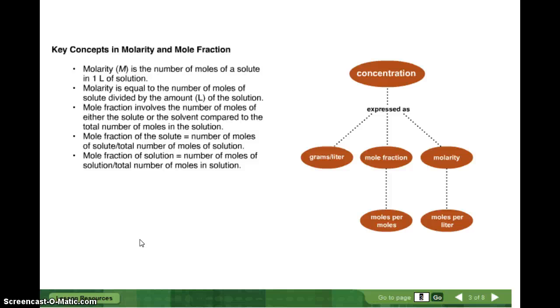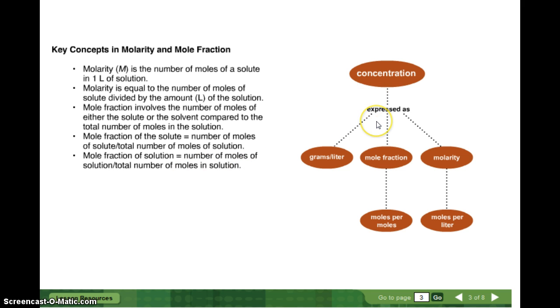Mole fraction involves the number of moles of either the solute or the solvent compared to the total number of moles in the entire solution. Mole fraction of the solute equals number of moles of solute divided by total number of moles of solution. Mole fraction of solution equals the number of moles of solution divided by the total number of moles of solution, which you'll never use. I'm pretty sure they meant mole fraction of solvent is the number of moles of solvent divided by the total number of moles in solution.